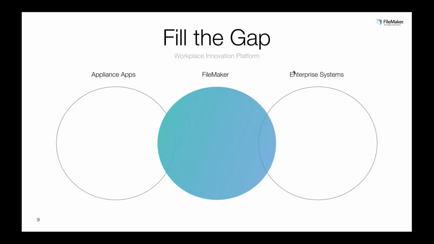Alternately, maybe your company uses a larger enterprise system, which is extremely powerful, but probably not very customizable without the help from your IT department or someone in a professional services organization. Chances are, by the time they get around to making your changes, your needs and asks for the system have changed yet again. The point here is that the FileMaker Workplace Innovation Platform perfectly fills the gap between appliance applications and enterprise systems.